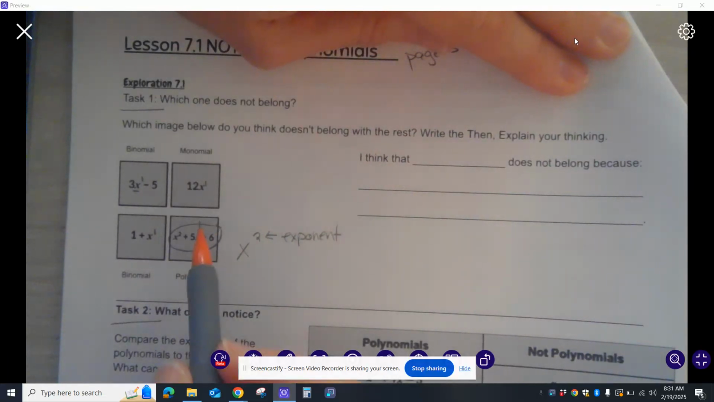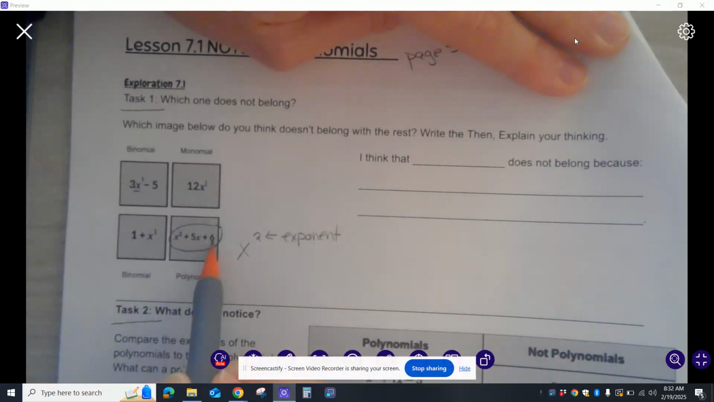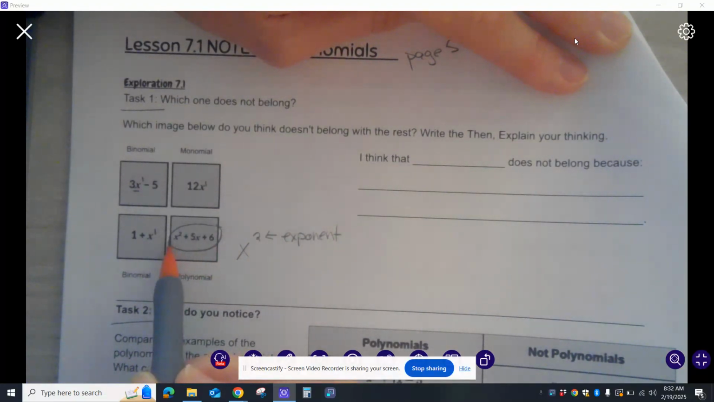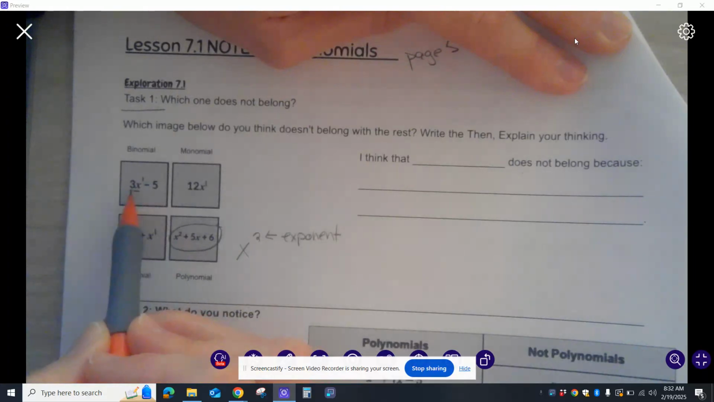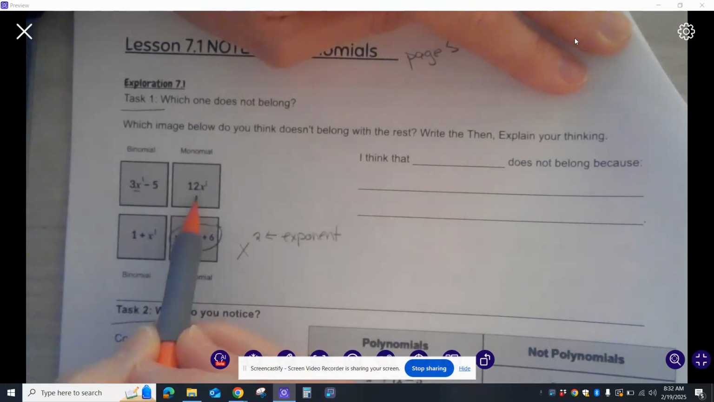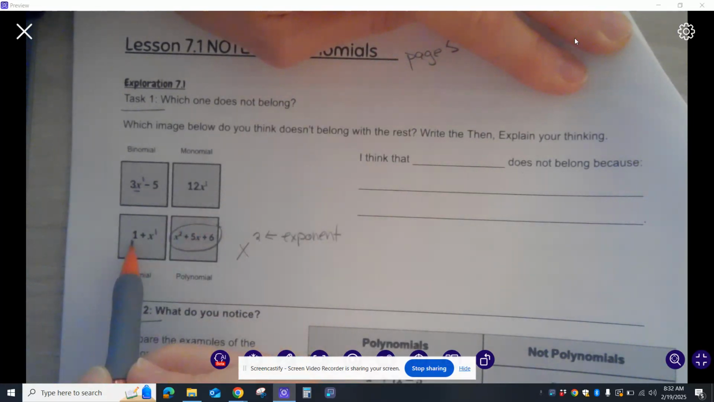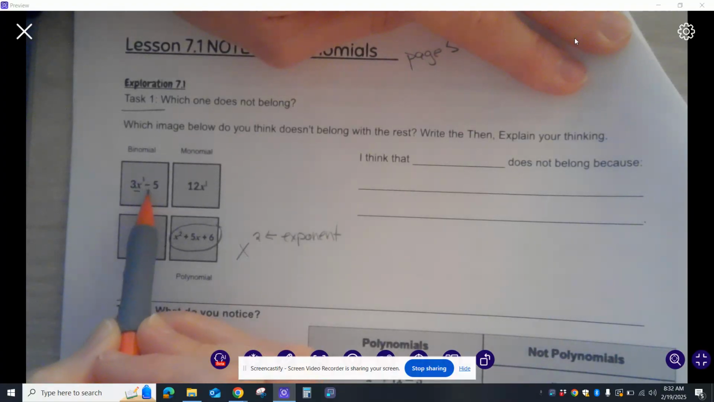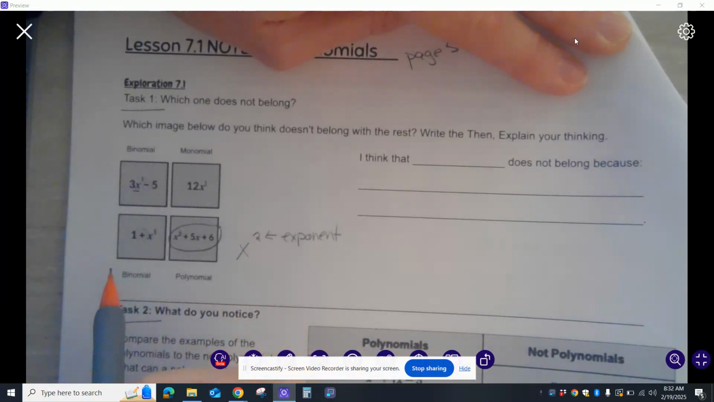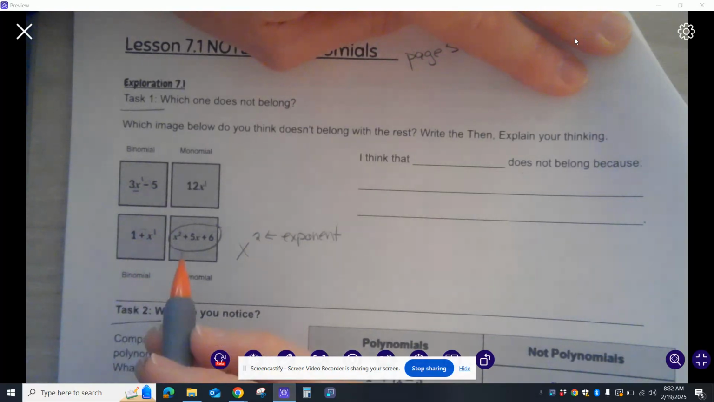Now some of you might have said, this one has 3 terms. Remember, terms are the things separated by pluses and minuses. This one would have 2 terms. This one would have 1 term. This one would have 2 terms. So if you have pluses and minuses between, then those are terms. So you might have noticed that.